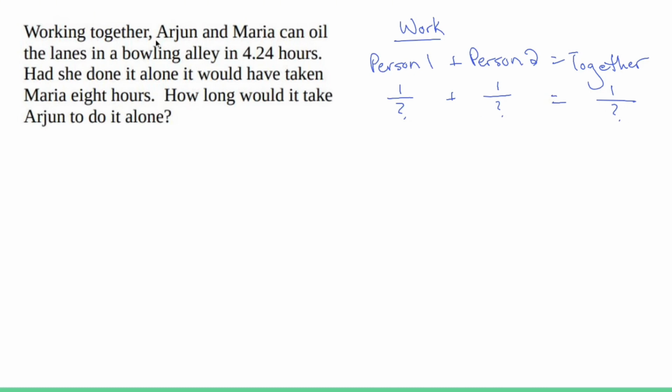Now, let's see what we have. We have this guy, Arjun, and I don't know how long it's going to take him. That's the idea. So I'm going to set him as 1 over x. I have Maria.